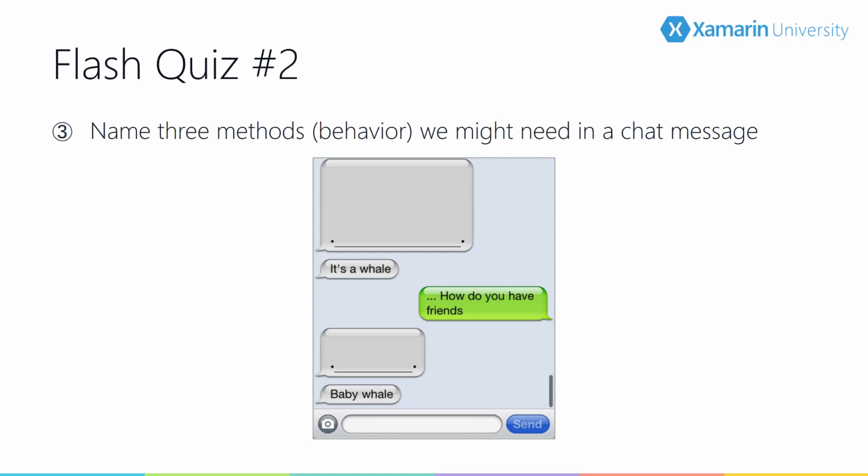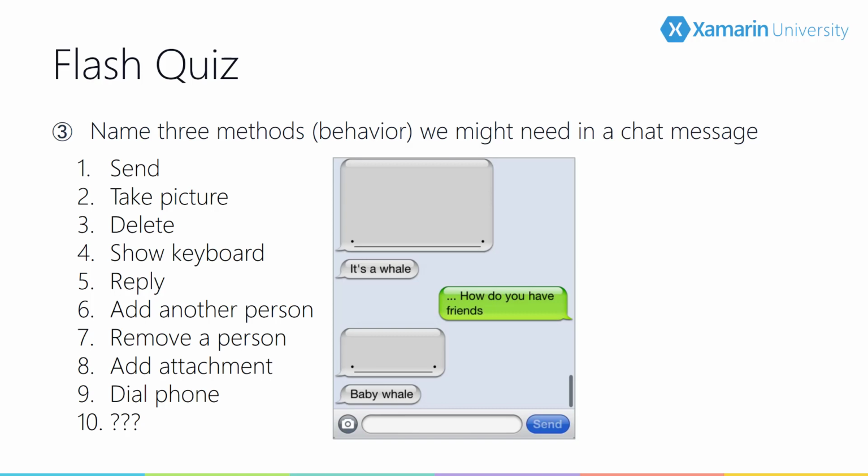And then question number 3, name some methods or behavior that we may need in a chat message or maybe a chatting application. So those would be things like sending the message, taking a picture, delete, replying, adding a person, adding an attachment, right? These are all actions that you may find in this instant messaging application.